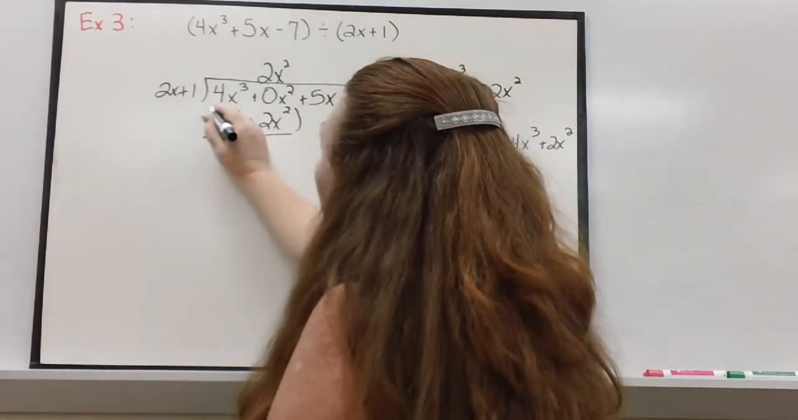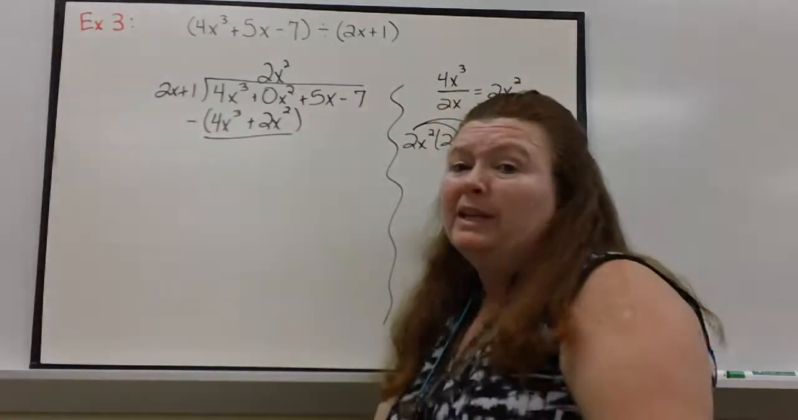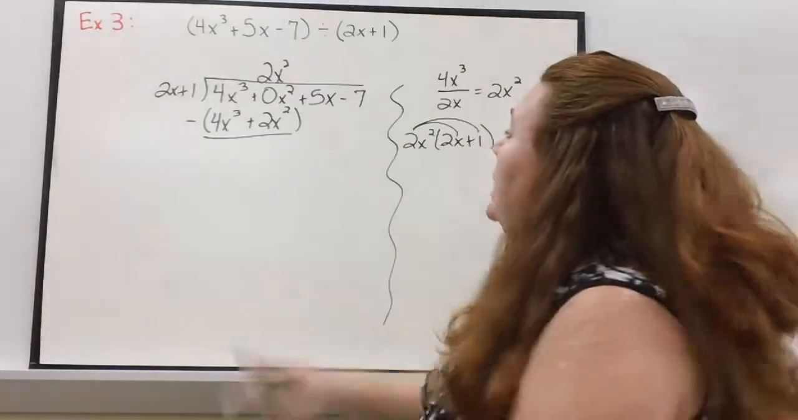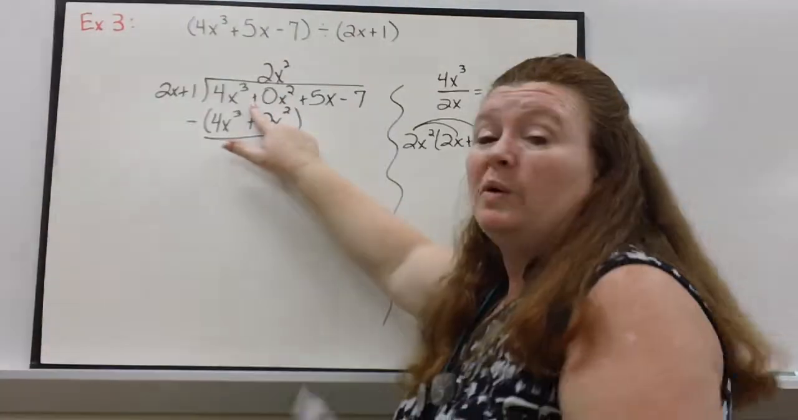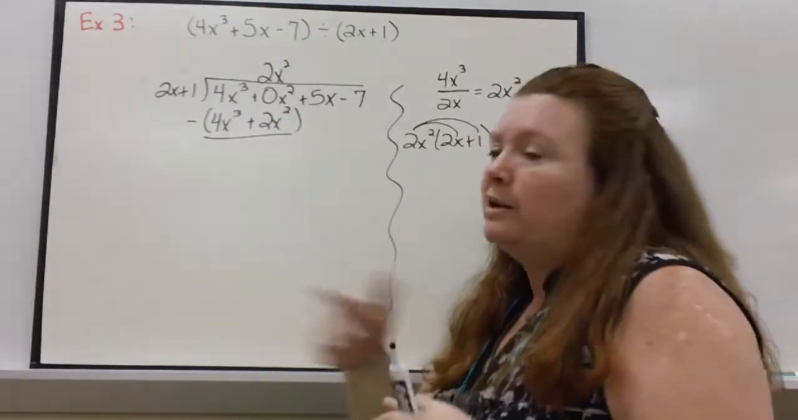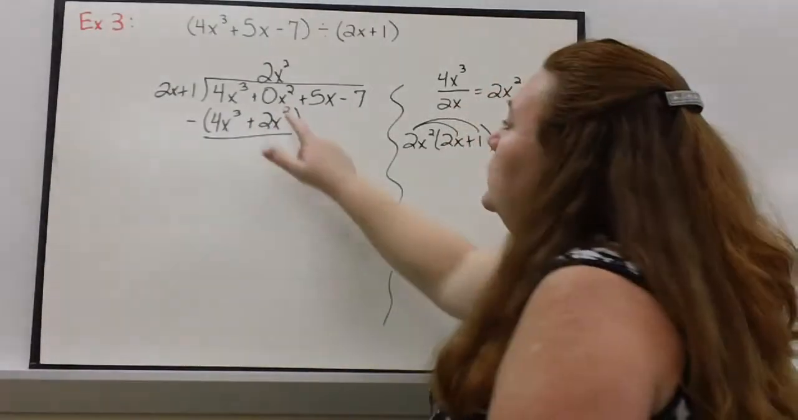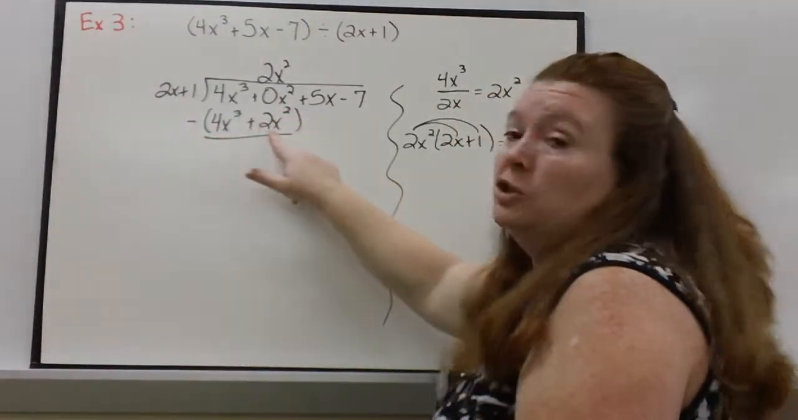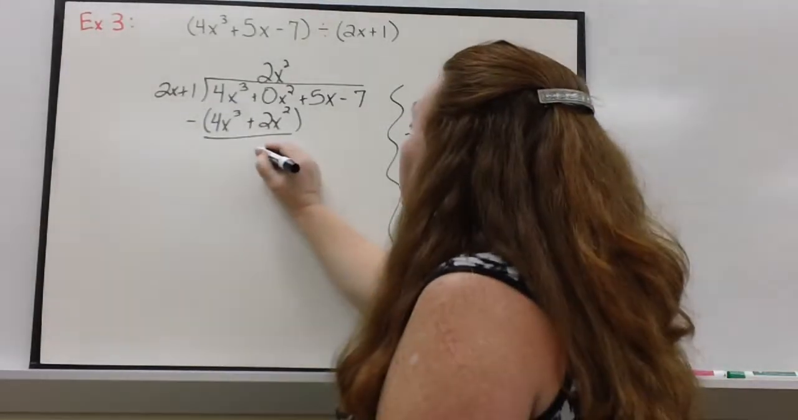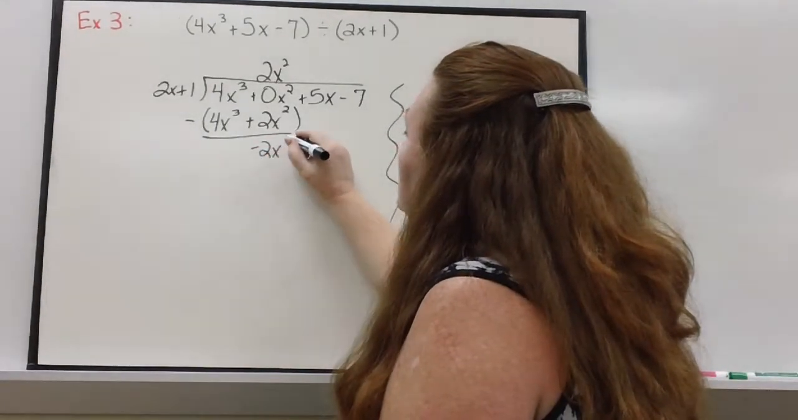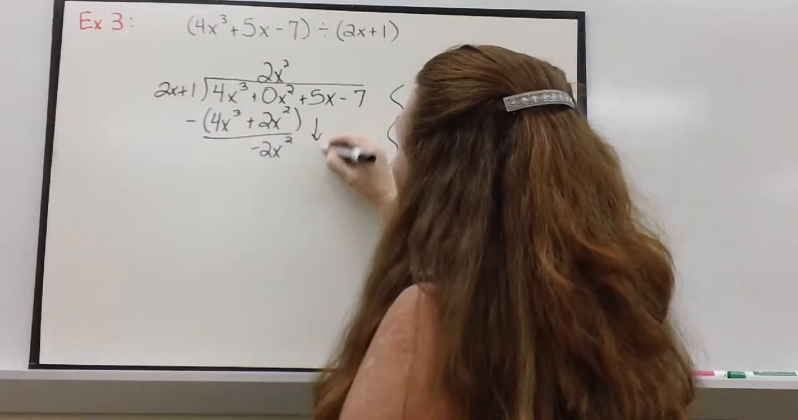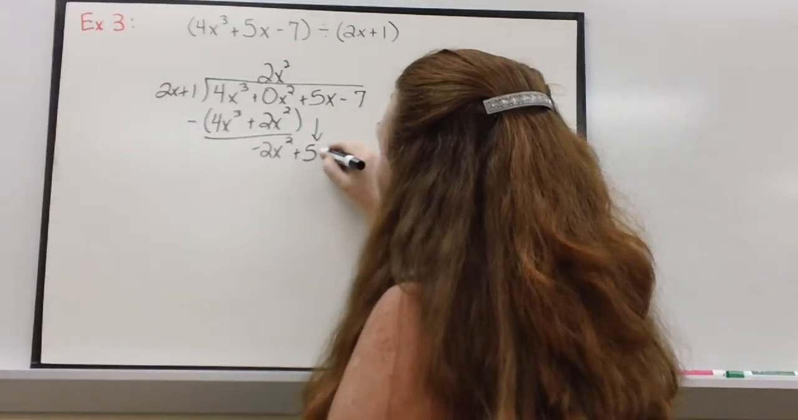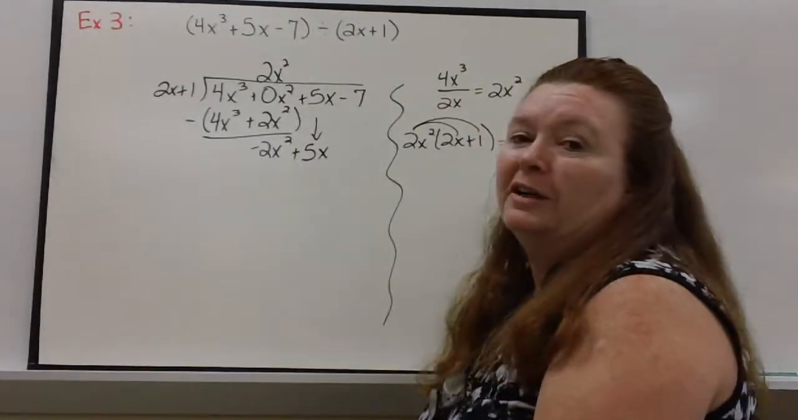And by the way, I thought I'd mention, it really does not make any difference if you decided to write plus 0x squared or if you wrote minus 0x squared. Same thing. So what is 0 minus 2? It is a negative 2x squared. And we're going to bring down that 5x. So we bring down the 5x and we start all over again.